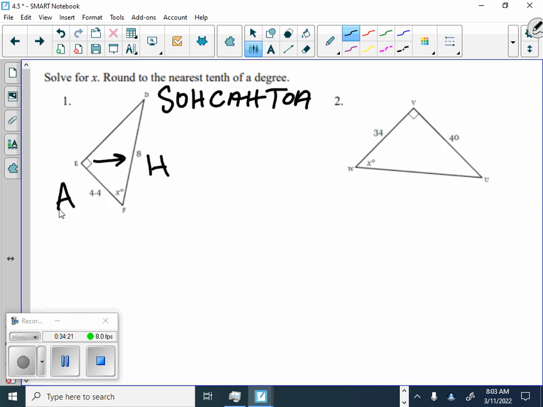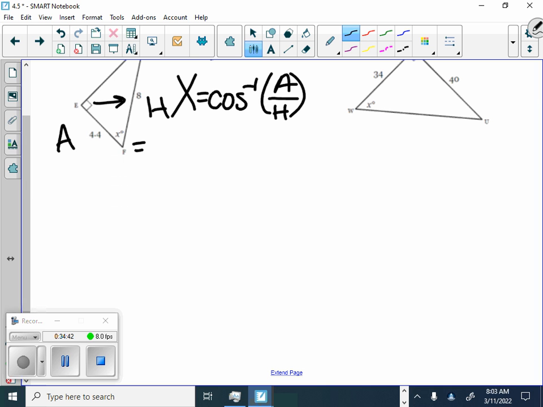So I have A and H, sine, cosine, or tangent. Cosine, good. Okay, so x is the inverse cosine of adjacent over hypotenuse. Okay, like I said, you don't have to write that if you don't need it. Okay, so inverse cosine of, how am I going to set up my ratio? 4.4 over 8, good.